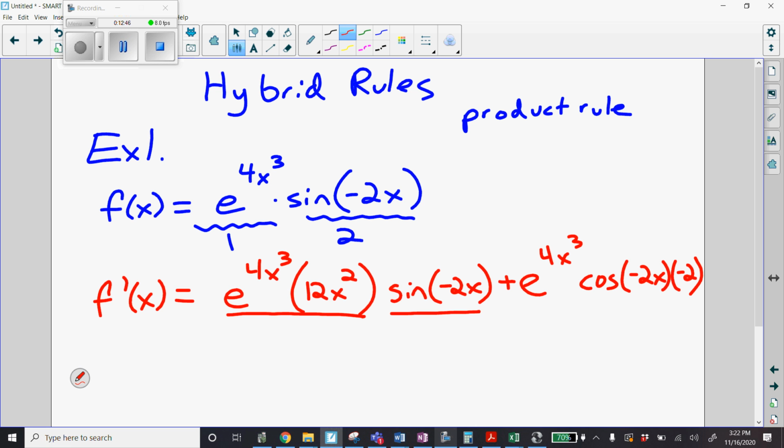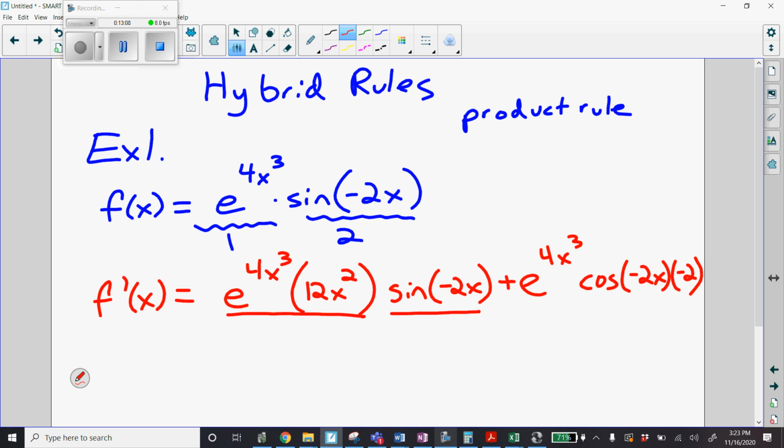So I did the product rule, but the two different times that I had to do a derivative, I ended up having to use the chain rule. Now sometimes only one of those will be a composition, so you only have to do the chain rule once and just a regular derivative the other time. Okay, but be ready for whatever the situation calls for.